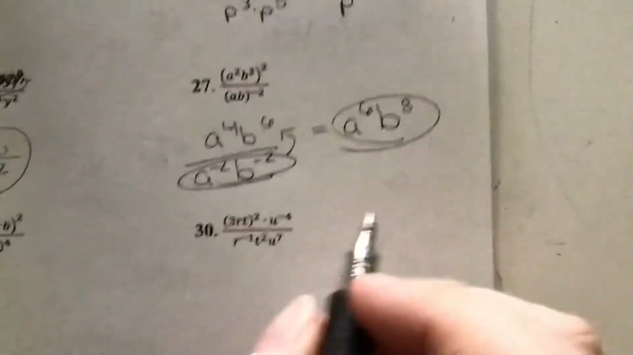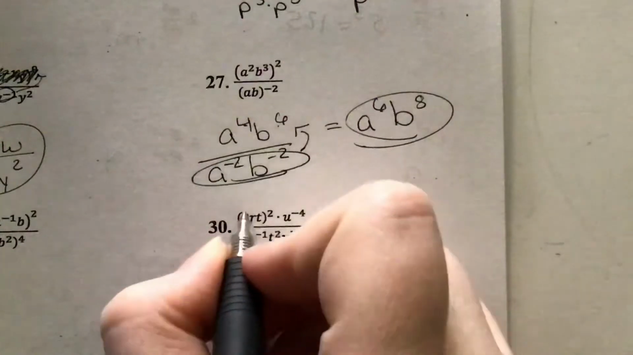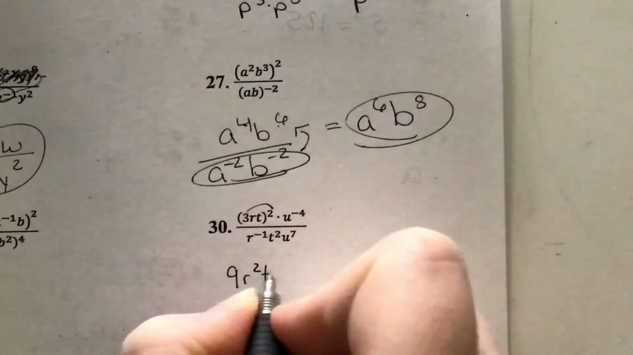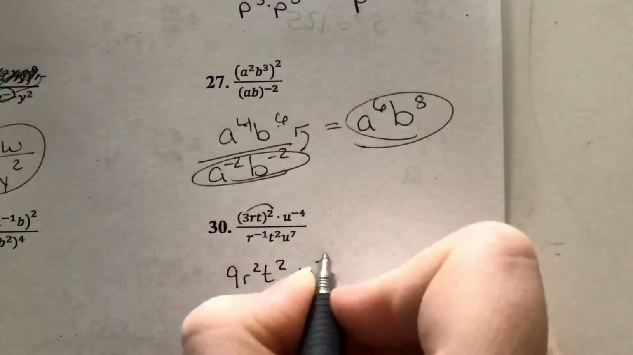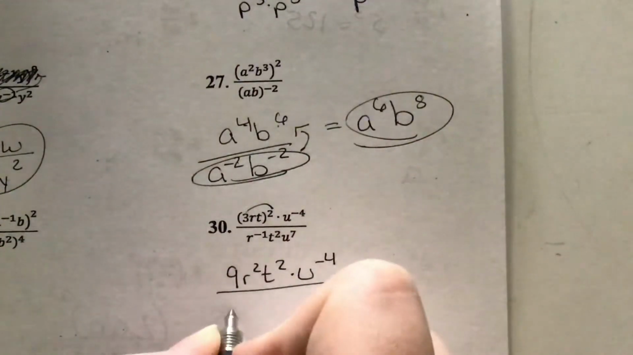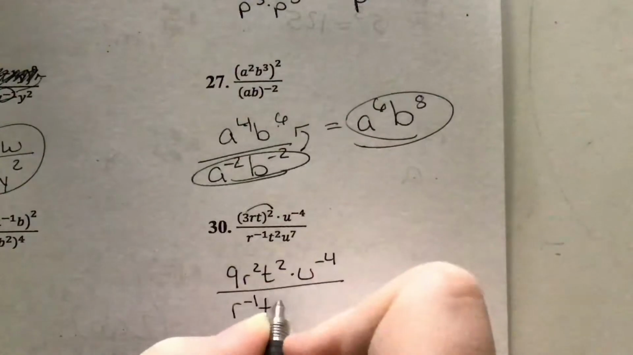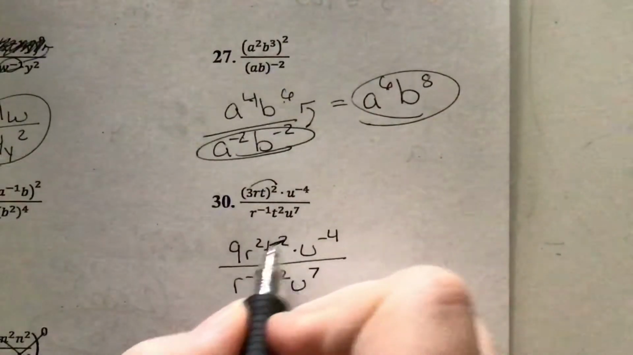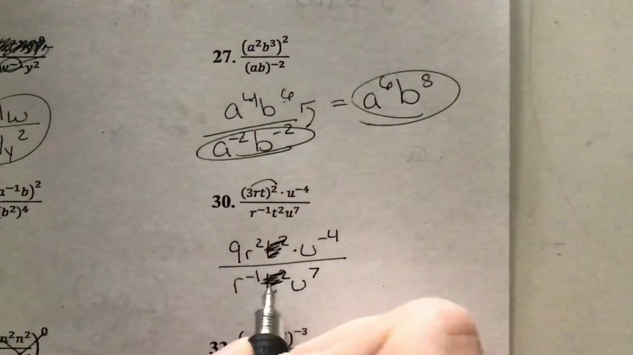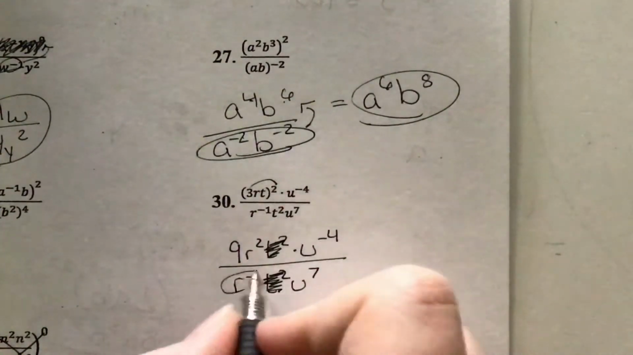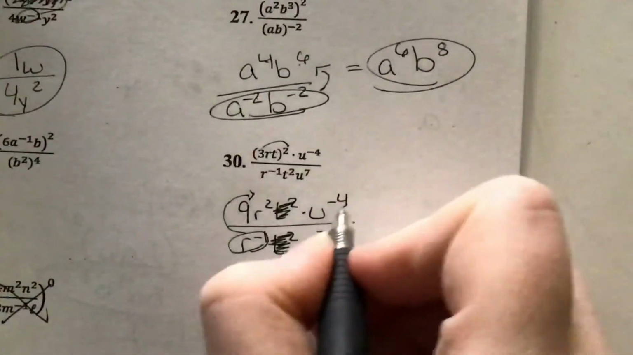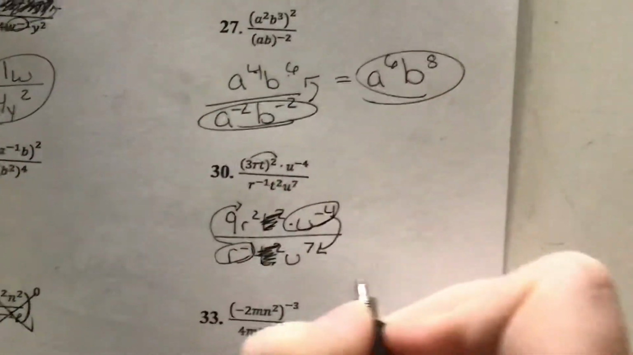How about 30? 30 looks a little crazy. So 3 squared is 9. R squared t squared times u to the negative 4th, over r negative 1 t squared u 7. Okay, first thing I'm noticing is that they're both squared, so they're going to cancel. This r needs to move up, cross the line, change the sign, and this u needs to move down, cross the line, change the sign.